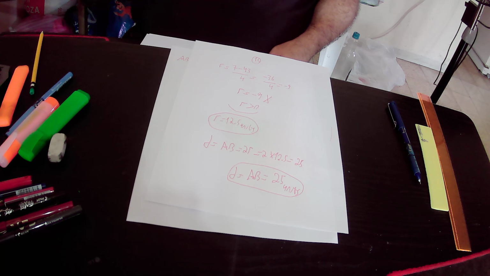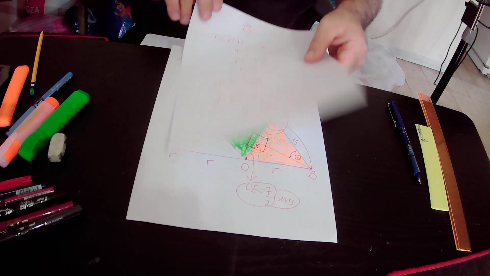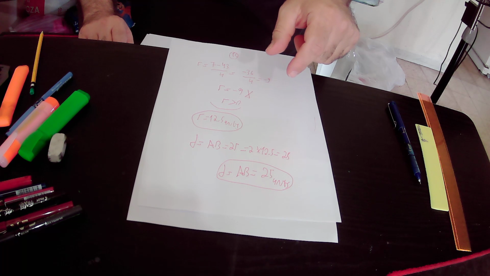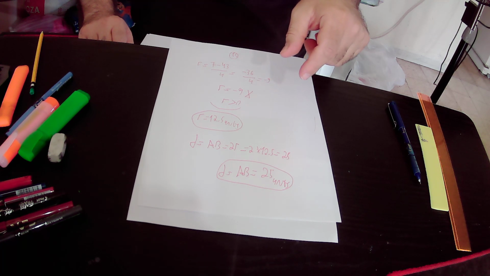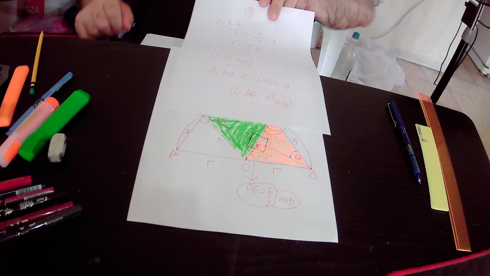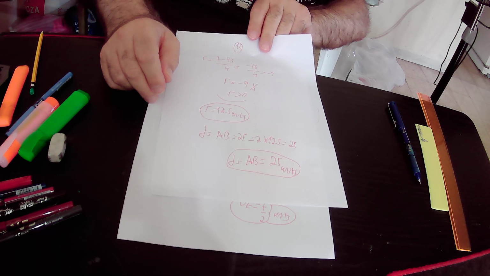And then if the radius is 12.5 units, the diameter is 2 times the radius. It equals AB, which is the diameter of the semicircle, and 2 times 12.5 equals 25 units. So we found that the diameter of this semicircle, that is to say AB, equals 25 units.